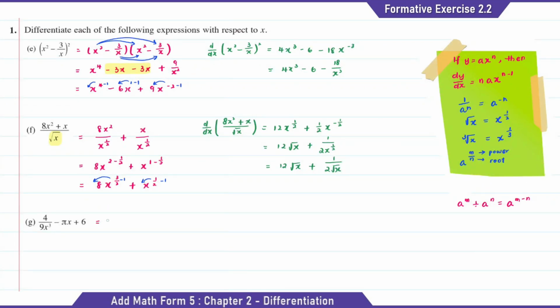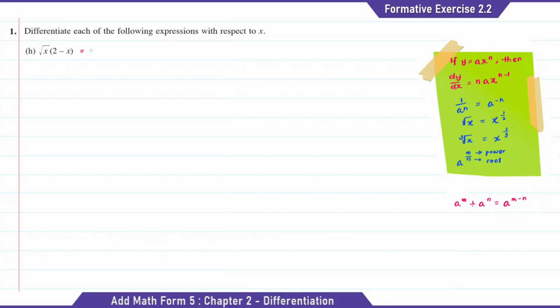Question G. This is the same as 4 over 9 x to the power of negative 3 minus pi x plus 6. Differentiate this, we're going to get negative 4 over 3 x to the power of negative 4 minus pi. This is the same as negative 4 over 3x to the power of 4 minus pi.